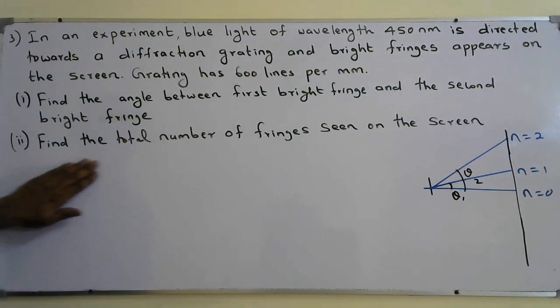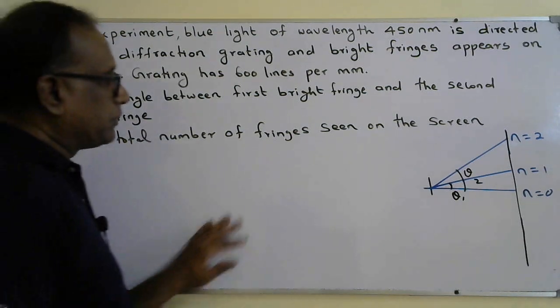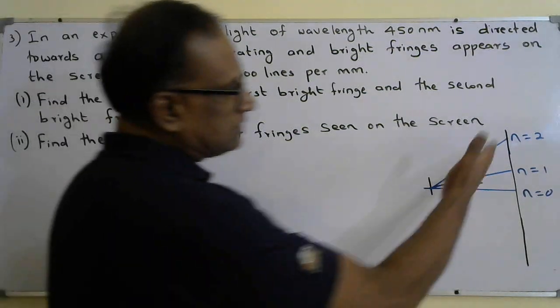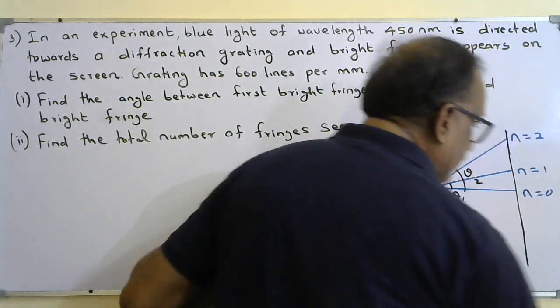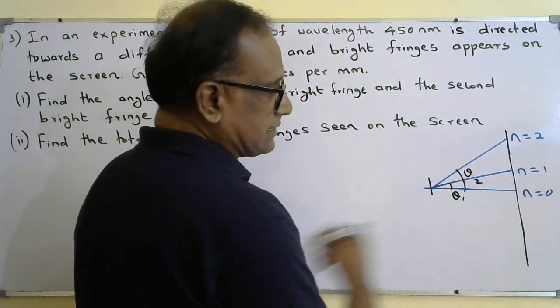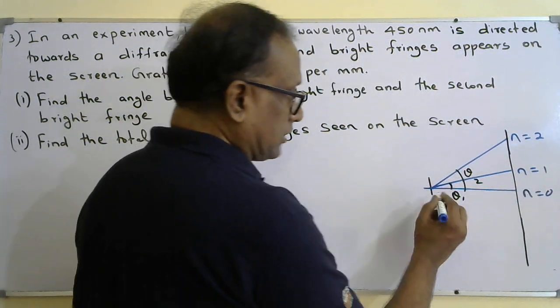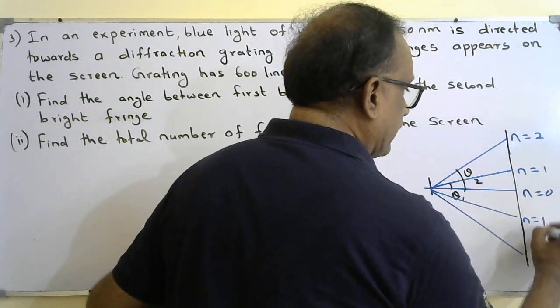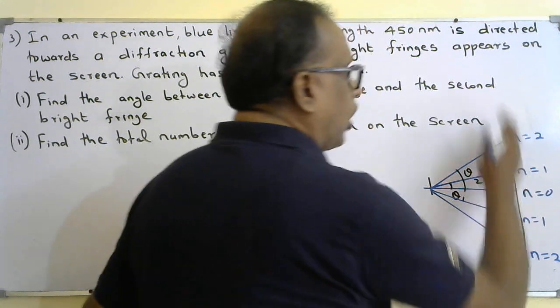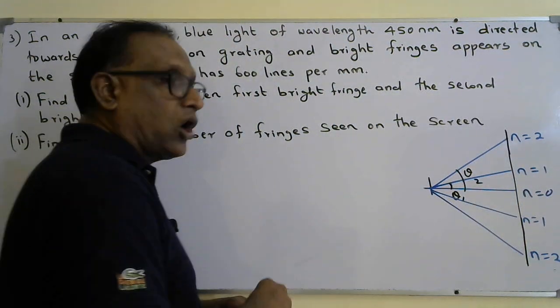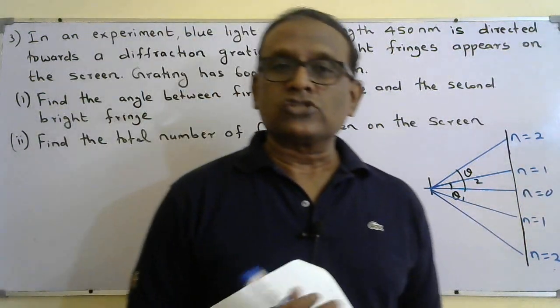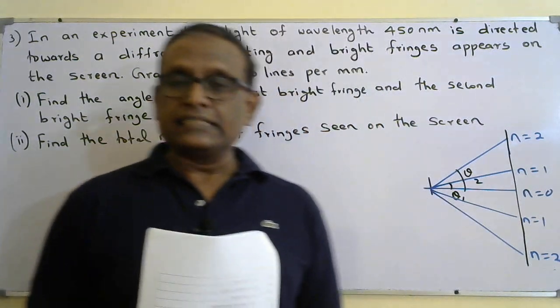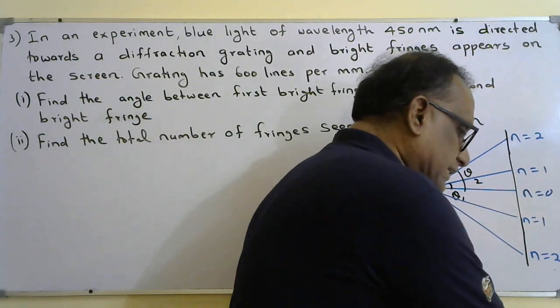Okay, second part: find the total number of bright fringes seen on the screen. I just drew 2. Same way we can have them on either side of the 0th order. There will be first order here, then second order here also, n equal 1 here, n equal 2. But we don't know how many orders of bright fringes could be created. For that we can calculate by using the equations.